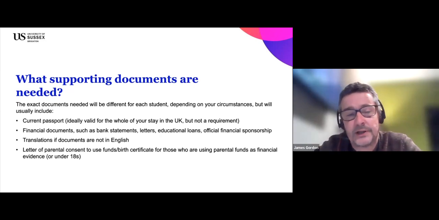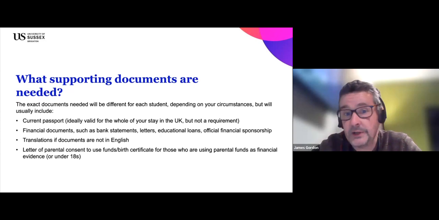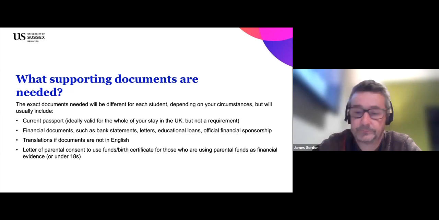And in some circumstances, some students will need a letter of parental consent as well. That will be if you're using your parents' funds to fund your studies in the UK, or if you're under 18 at the point that you apply for your visa, you also need a consent letter. And there's a lot more detail on our webpage about those requirements, and we also have examples of the consent letters that you would need to submit with your visa application.